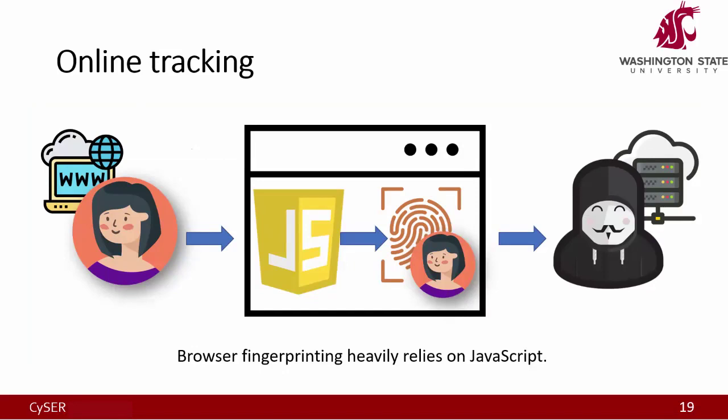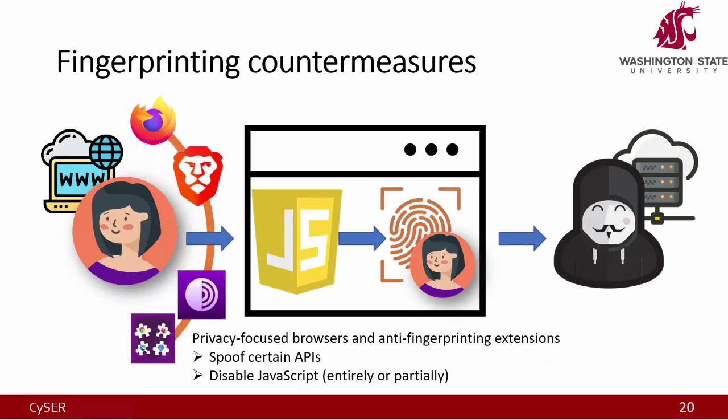So previously we noticed that fingerprinting heavily relies on JavaScript. So can we do something on JavaScript to defend against fingerprinting, to protect our privacy? Major browsers and some anti-fingerprinting privacy tools are actually working on it. What they are using is they spoof certain JavaScript APIs.